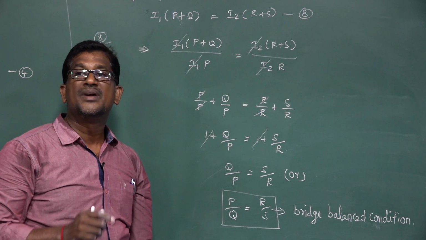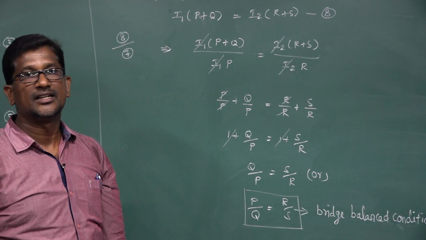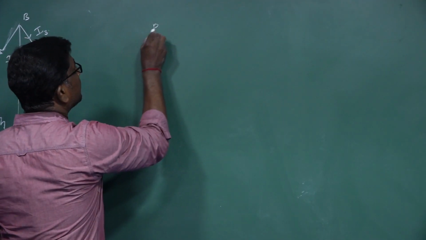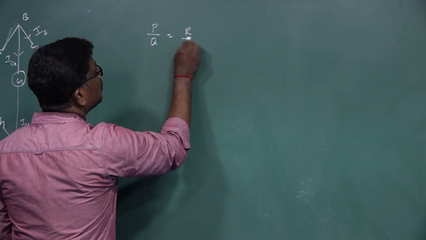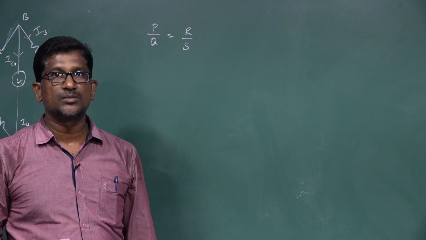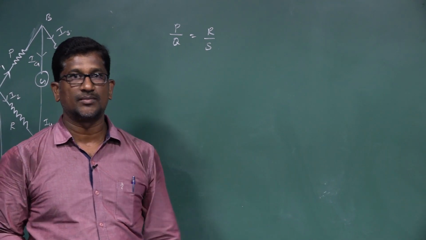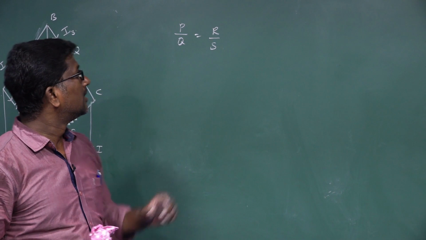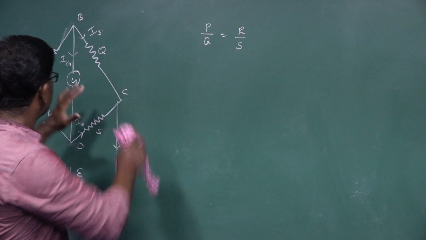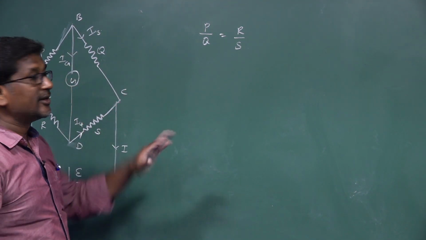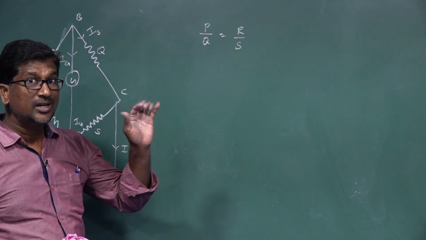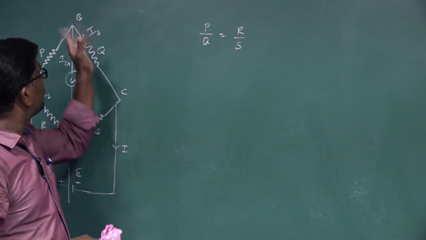So this is called the bridge balance condition. The bridge balance condition in a Wheatstone network is P divided by Q is equal to R divided by S. Already I told what is the working principle of a Wheatstone bridge, that is null deflection. What does null deflection mean? If the ratio of two resistances in both the arms are equal, then no current flows through the galvanometer. So this is called null deflection, which is the working principle of a Wheatstone bridge.